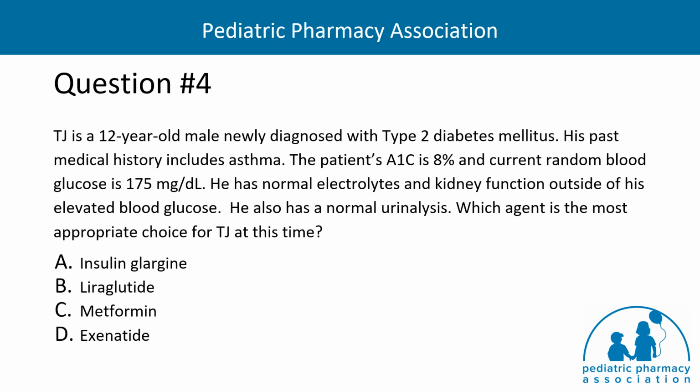Question 4 is also another case-based question, but not as math-intensive. TJ is a 12-year-old male newly diagnosed with type 2 diabetes mellitus. His past medical history includes asthma. The patient's A1C is currently 8%, and the current random blood glucose is 175 milligrams per deciliter. He has normal electrolytes and kidney function outside of his elevated blood glucose. He also has a normal urinalysis. Which agent is the most appropriate choice for TJ at this time? Our choices are A, insulin glargine, B, liraglutide, C, metformin, or D, exenatide. I'll give you a few minutes to decide on your answer.